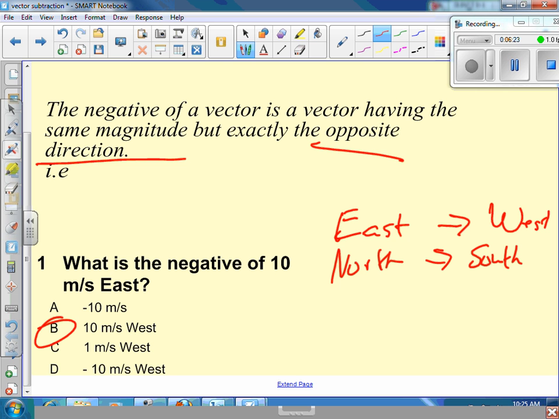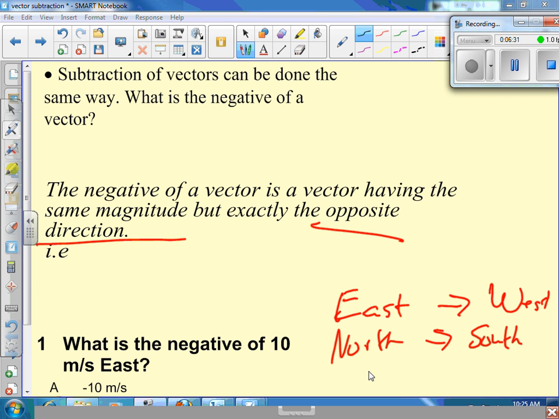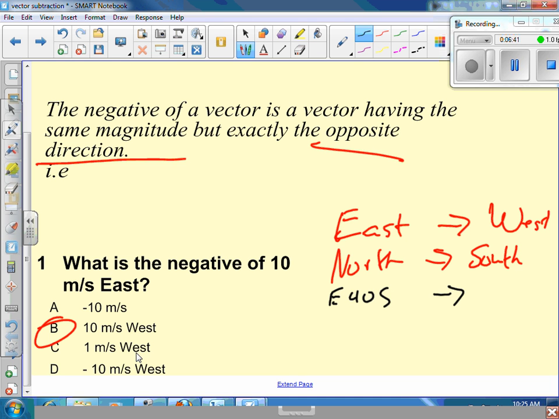What about something crazy like, oh, I don't know, east 40 south? What would that become? East 40 south would be east, and then it would be like this, right? So the exact opposite direction would be like that, and I think it doesn't take too much to realize that that would be simply west 40 north, right? That make sense? Does the number always stay the same? The number always stays the same. East becomes the west, and the south becomes north, and you just carry on from there.